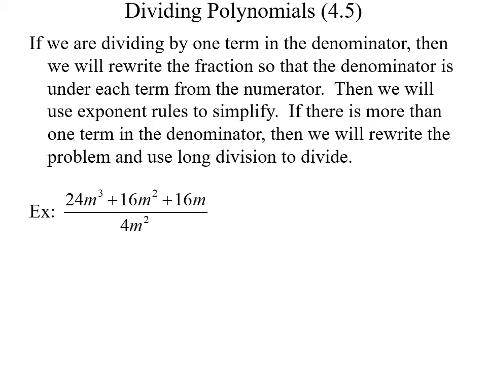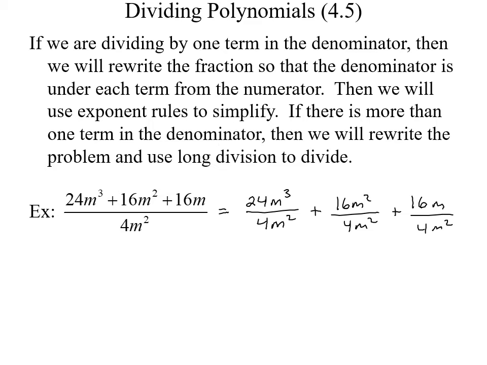With this first one, I would just rewrite this as 24m cubed over 4m squared, 16m squared over 4m squared, and 16m over 4m squared. So I just write the 4m squared underneath each term. The numbers are treated just like any other numbers when you're dividing. 4 goes into 24 6 times. 4 goes into 16 4 times. And 4 goes into 16 4 times. So we divide that out.